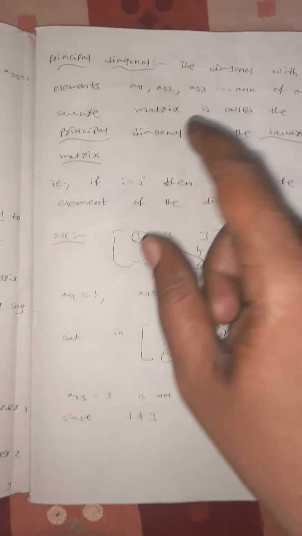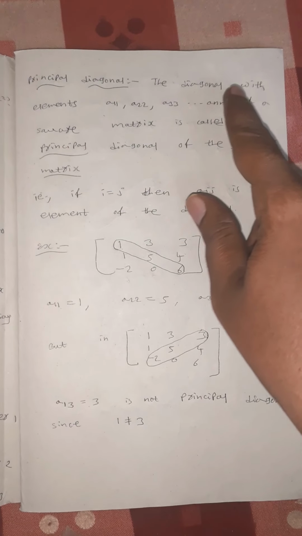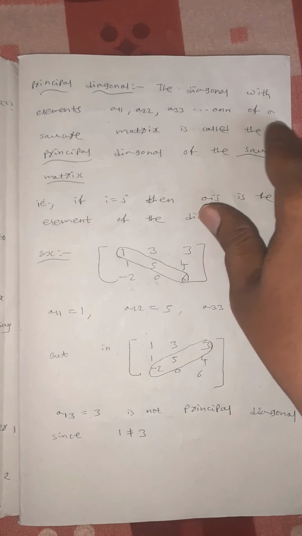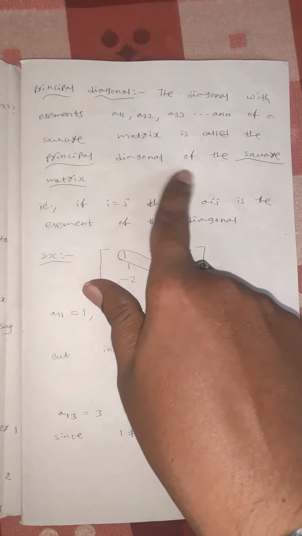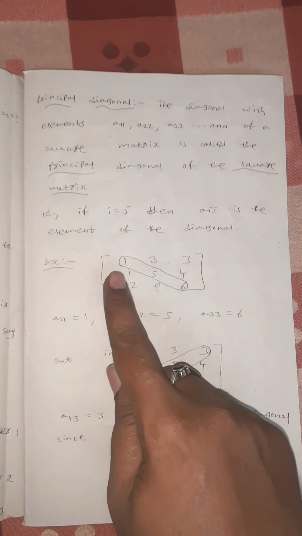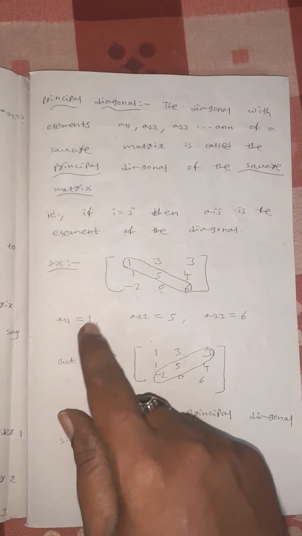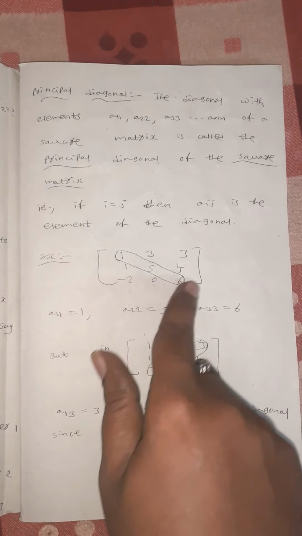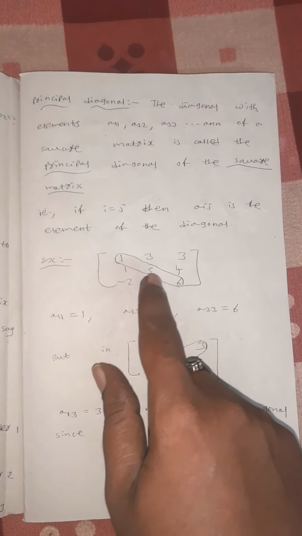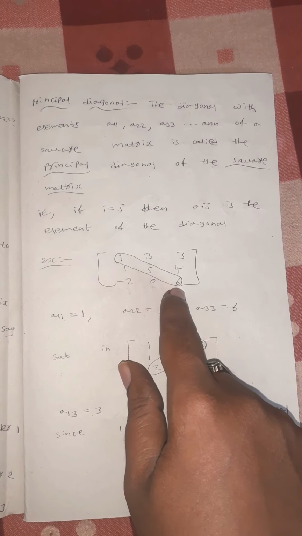Next definition, principal diagonal. The diagonal with elements a11, a22, a33, and so on up to ann of a square matrix is called the principal diagonal of the square matrix. That is, if i is equal to j, then aij is an element of the diagonal. In the example here, a11 value is 1, a22 value is 5, a33 value is 6.